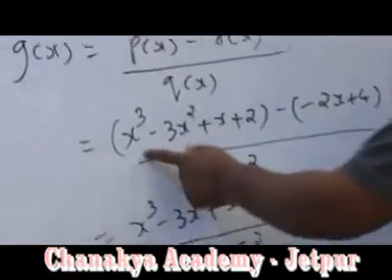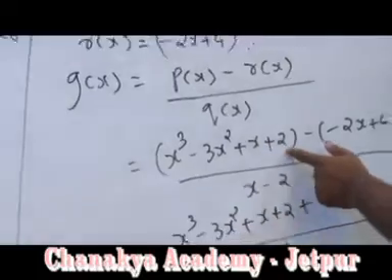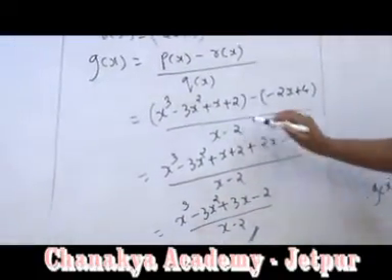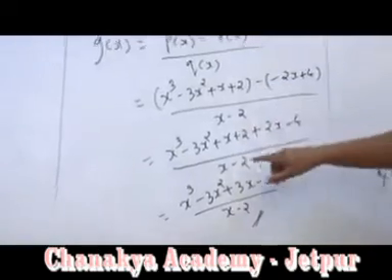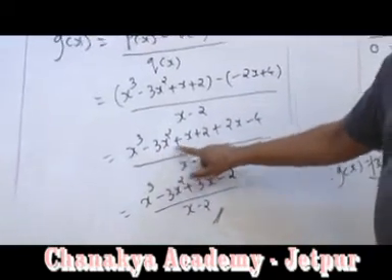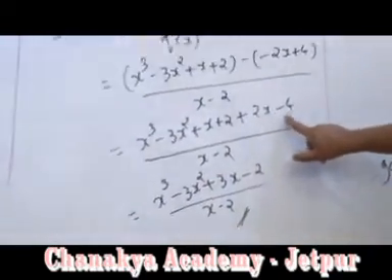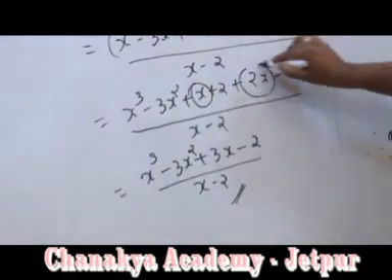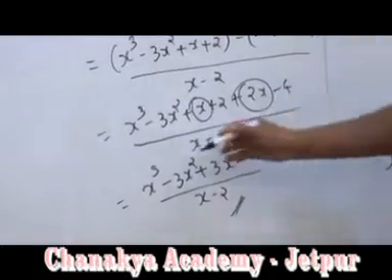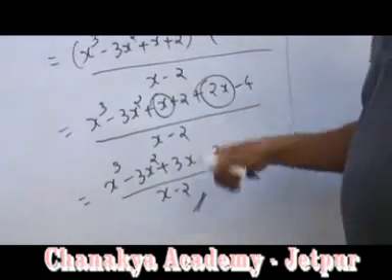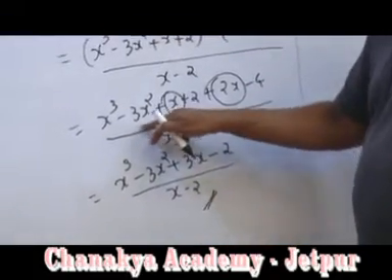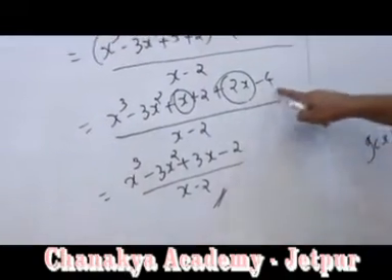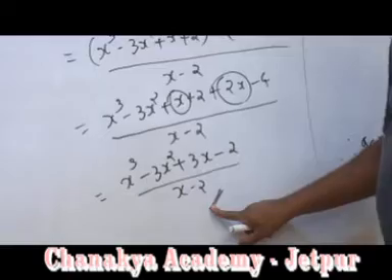P of x is x cube minus 3x square plus x plus 2, minus the bracket of minus 2x plus 4, divided by x minus 2. Now removing the bracket: x cube minus 3x square plus x plus 2 plus 2x minus 4, divided by x minus 2. These two terms, x plus 2x, are like terms. Other terms, x cube and minus 3x square, have no like terms, but x plus 2x will give us 3x. 2 minus 4 will give us minus 2, divided by x minus 2.